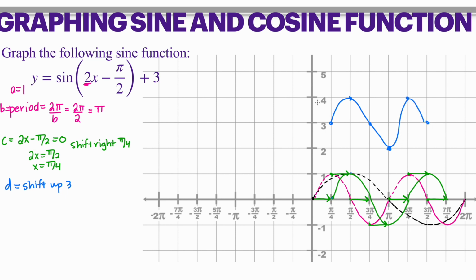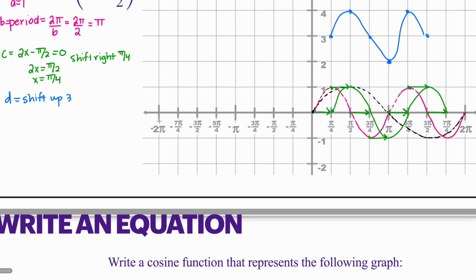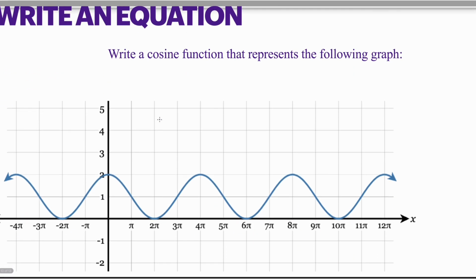And that roughly is going to be how to graph this sine of 2x minus pi over 2 plus 3. Now we're going to write an equation. So we're going to go in the opposite direction. We are given the graph, and we're going to do it. Now the first thing is, because sine and cosine can actually look like each other, we first have to know what are we graphing? This was a cosine function, which is great.